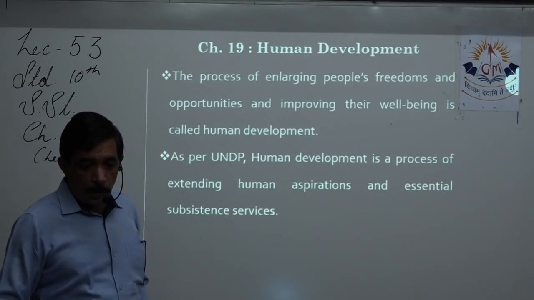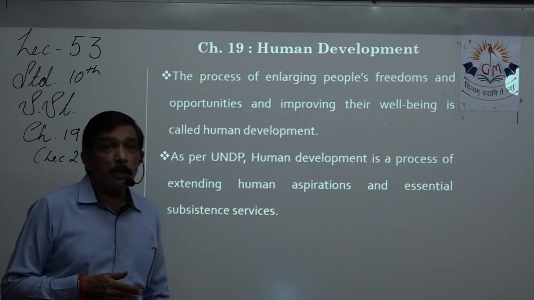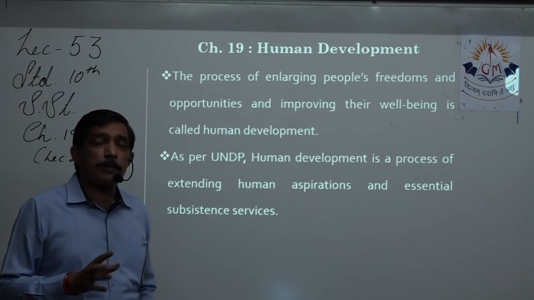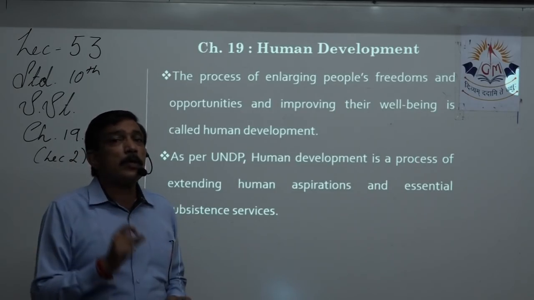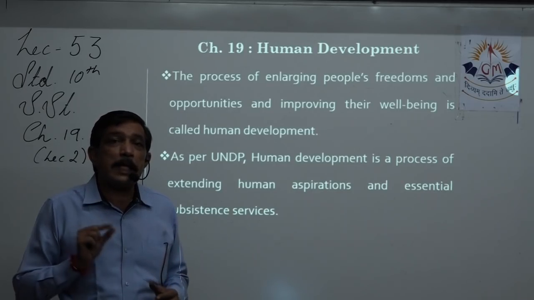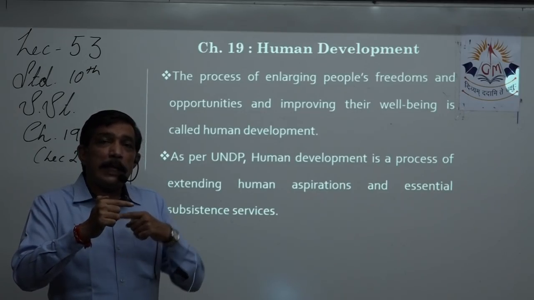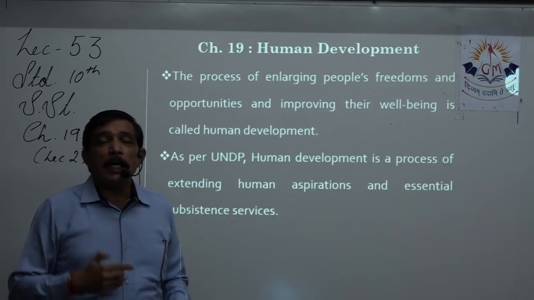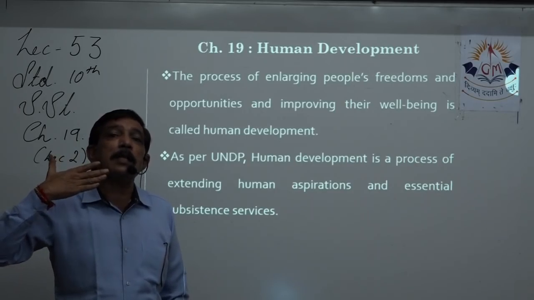The process of enlarging people's freedom and opportunities and improving their well-being, that is called human development, has lots of concepts included in it. First thing is, it's a process. So it has to be continuous. It cannot be, okay, we reached the target, let's stop it. No, it has to be continuous. And when the process goes forward, it keeps on evaluating itself and evolving. So that process has to be constant and it has to be consistent.